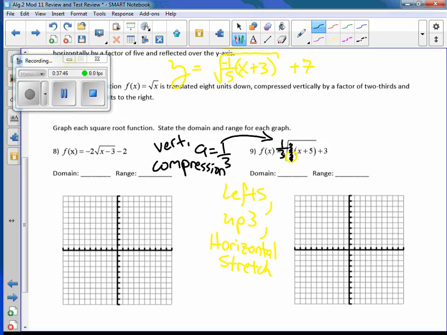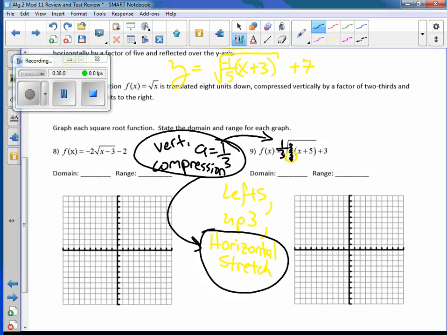Now, why am I doing this? Well, because if it helps some of you, just in case, a vertical compression is, guess what, exactly the same thing as a horizontal stretch. Basically, they're just opposites. So a vertical compression is the same thing as a horizontal stretch.